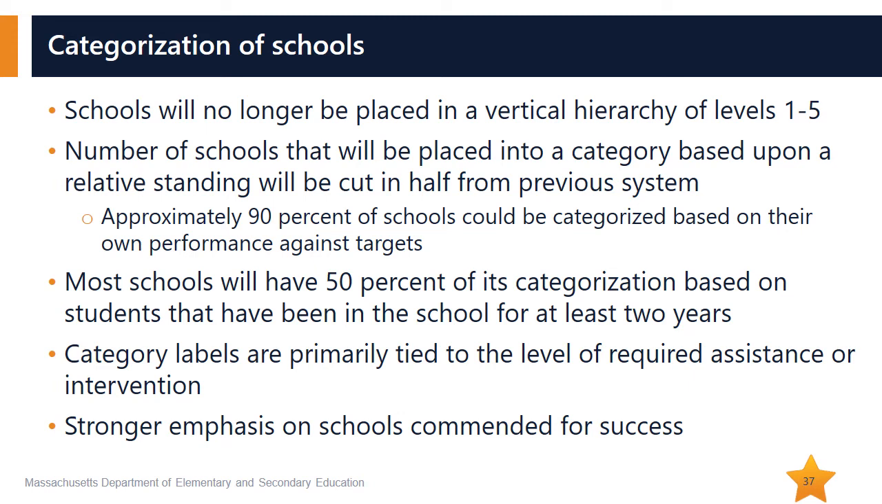Another criticism of the old accountability system was that levels 1 through 5 were vague and subject to interpretation. So instead of using levels or some other labeling process, the accountability categories will consist of more factual statements about school performance and will more clearly describe whether the school is in need of assistance or intervention from the department. Finally, the department intends to continue its practice of commending schools for success and will place a stronger emphasis on the schools that are recognized.